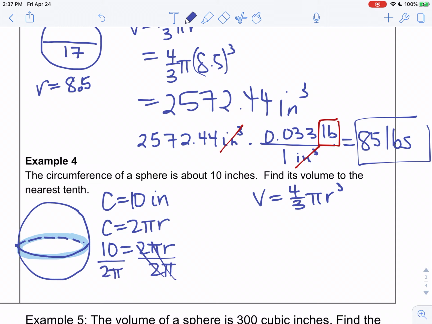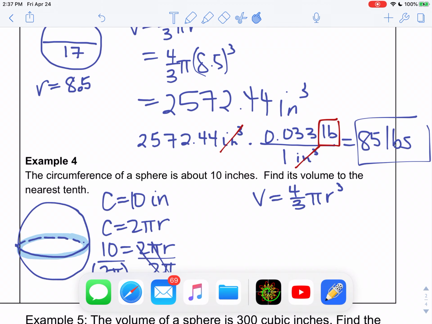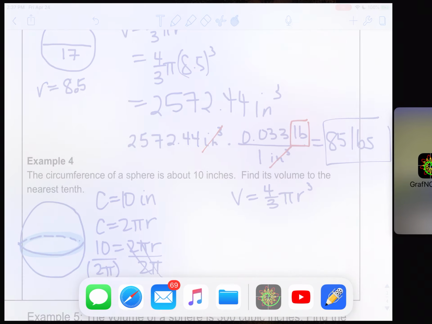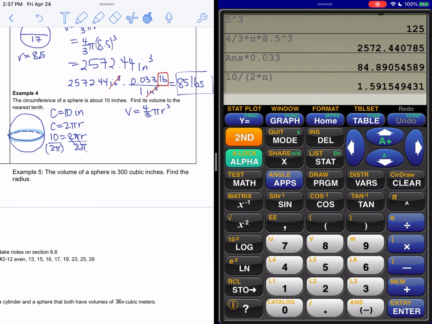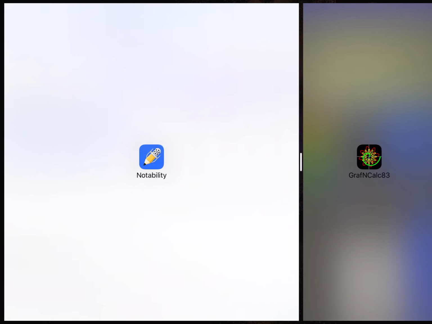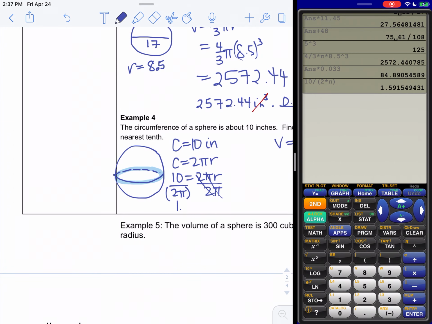All right, make sure that if you're going to hit up your calculator, you put that 2 pi in parentheses. Otherwise, your calculator is following the order of operations, meaning that it's going to divide 10 by 2 to get 5 and then multiply that answer by pi. We don't want that. We want to divide by the product of 2 pi. When we do that, we have that our radius is approximately 1.59. Okay, and we're dealing with inches.